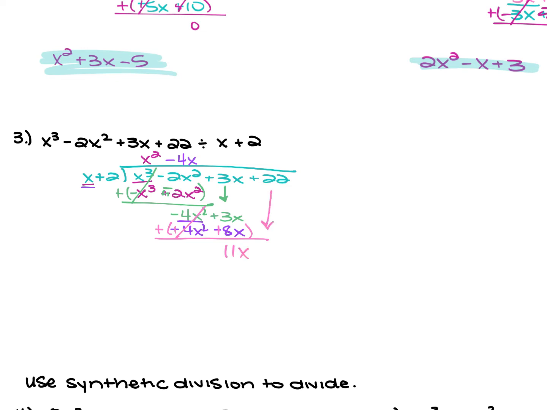You drop down that next term, which is the 22. Ask yourself, x times what is 11x? That's 11. So 11 times x is 11x. 11 times 2 is 22. If we subtract these or distribute the negative, change your signs, your x values cancel, your constants cancel, so you have a remainder of 0. So our answer for this one is just x squared minus 4x plus 11.